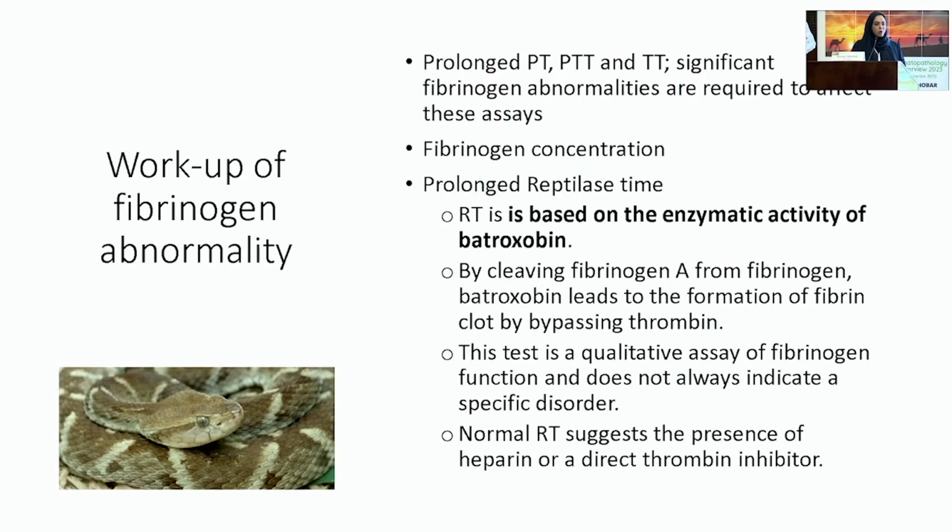So how do you work up a fibrinogen abnormality? You'll have prolongation of PT, PTT, and thrombin time, fibrinogen concentration, which is available in most labs, as well as prolonged reptilase time. This is based on the enzymatic activity of snake venom, which cleaves fibrinopeptide A from fibrinogen and leads to the formation of a stable fibrin clot by bypassing thrombin. It is a qualitative assay.